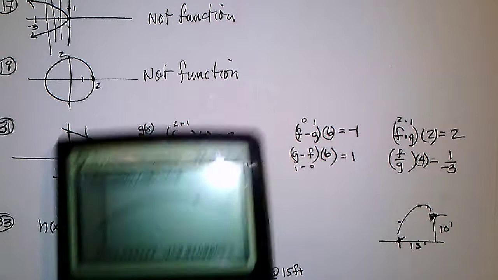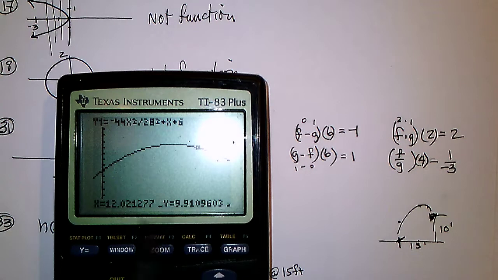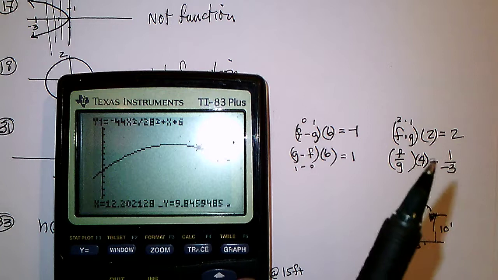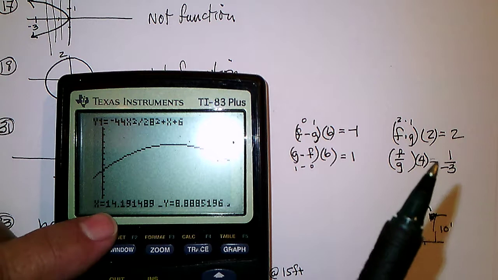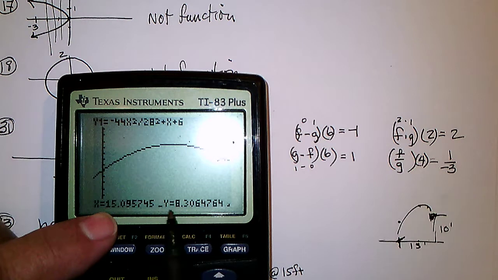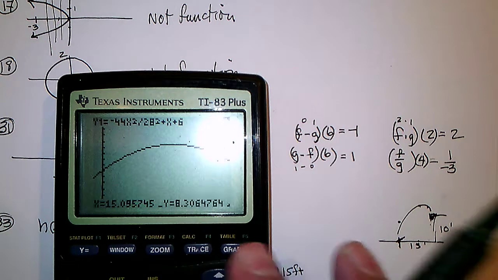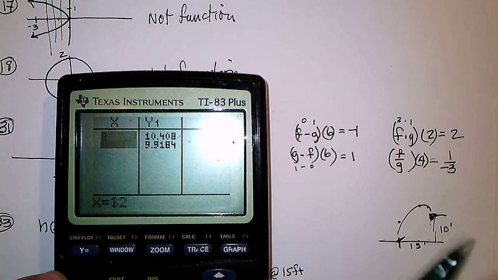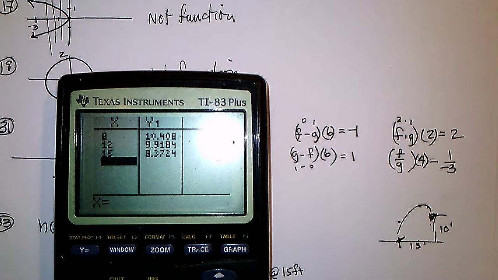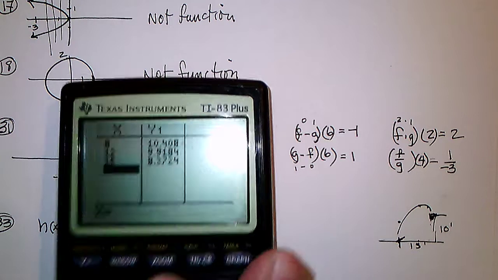Okay, now you can see that at 12 feet, it's already come down too much. It's below 10 feet, and at 15 feet, it is at 8 feet. It's going to come down below the basket. Or we could have gone to the table and said, let's see how high it is at 15 feet. Too low, missed. Okay?